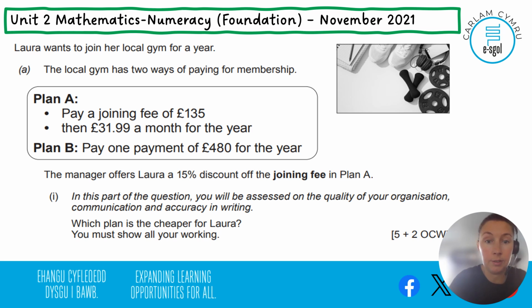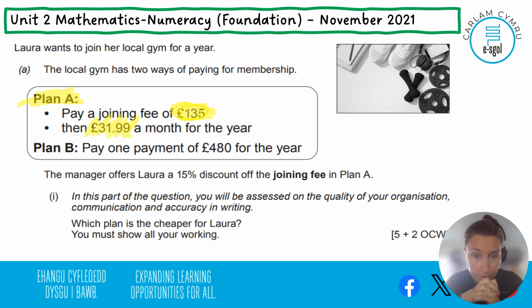Right, I need to highlight this. These are the things we need to know already. So we've got Plan A, joining fee of £135, and then it's £31.99 per month. Or she could go for Plan B, and that's pay one lump sum of £480 for the year. The manager offers Laura as well a 15% discount on her joining fee if she chose Plan A.